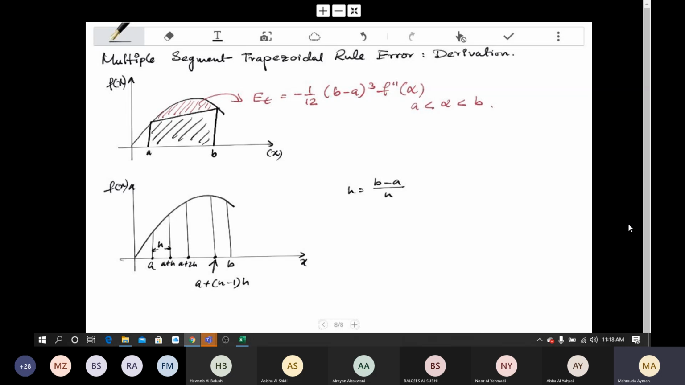So we'll break the interval between the points a and b into n equal segments and then find the area of individual trapezoids, and each of these trapezoids will have some true error associated with it.